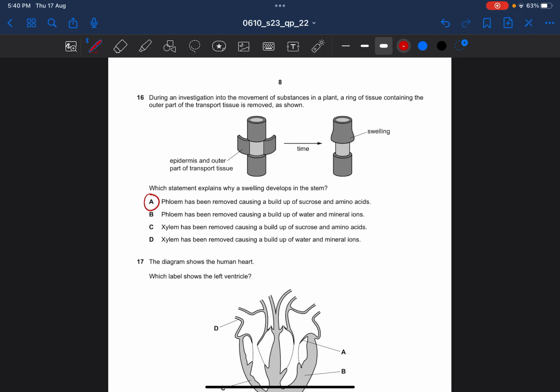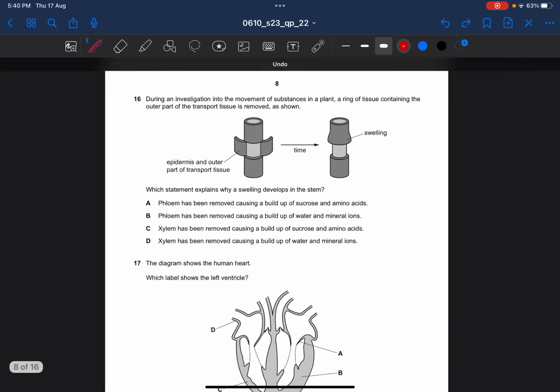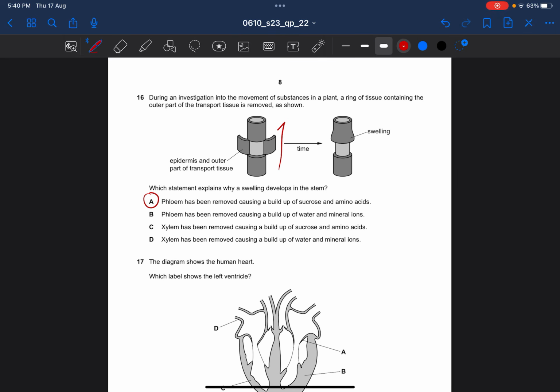Okay, why is it A? It's because the sucrose comes from the glucose that has been converted so that it goes down to the sink. Since the xylem only goes one-way, up, therefore B cannot be right, and C will also be out. Xylem does not transport sucrose and amino acids. It only transports water and mineral ions. However, xylem is going up, so it should be swelling here, not here. So D is out, and B definitely doesn't make sense because phloem does not transport water and mineral ions. So the answer is A.